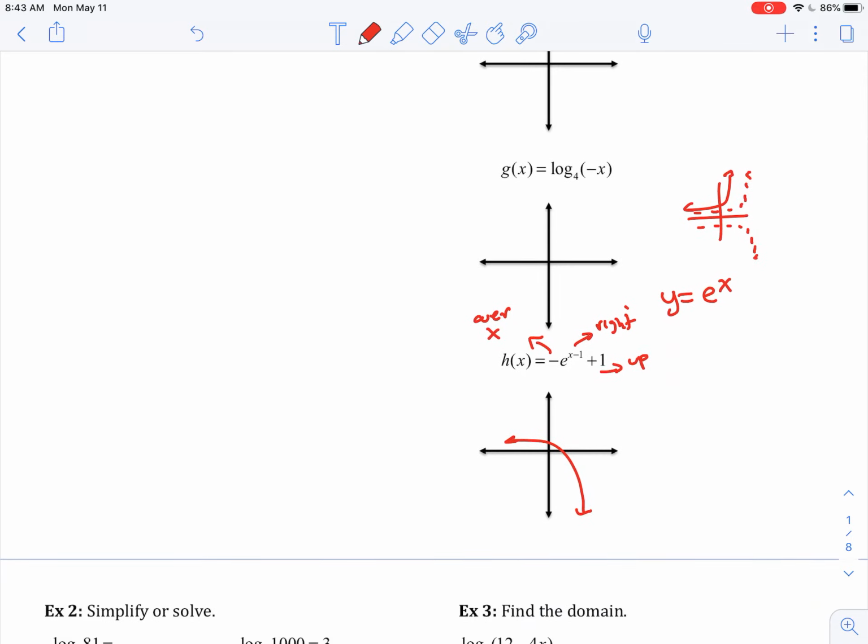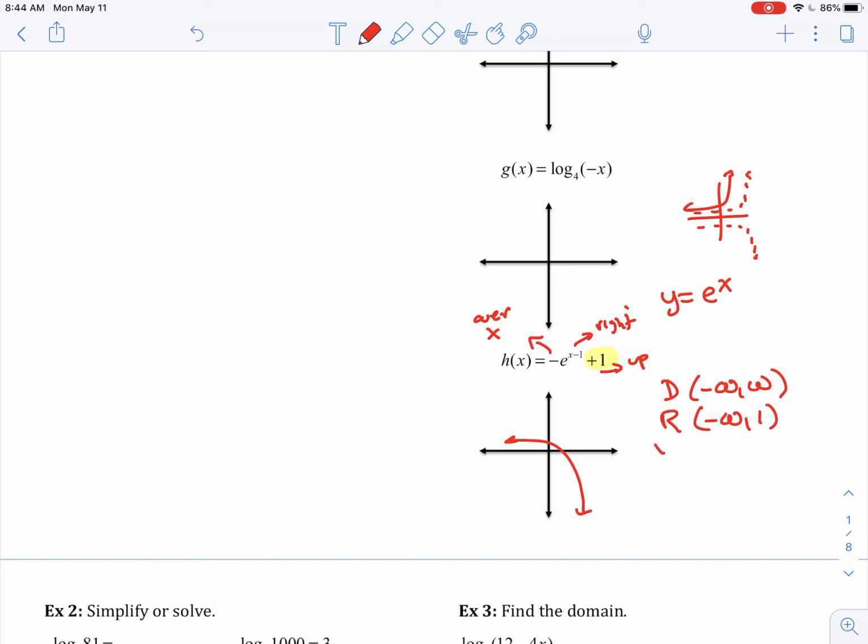So we know with our exponentials, our domain is everything, -infinity to infinity. With our range, our graph has been flipped, so now our range is going from -infinity up to that +1. Remember that the value that shifts our graph up or down is going to change our range.